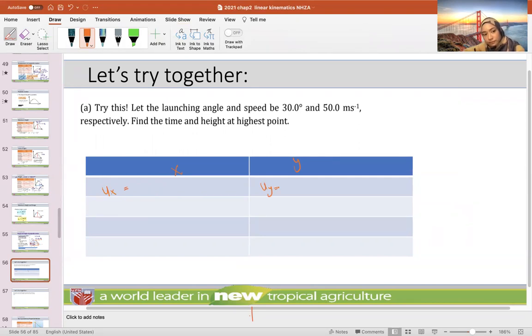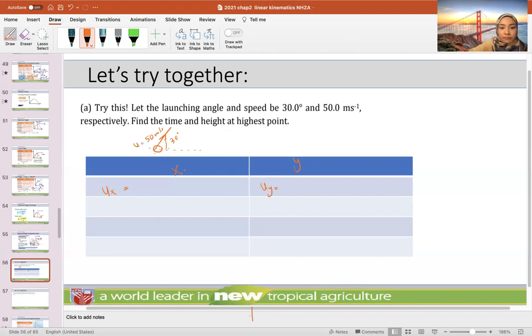Okay, so we have V. What's the launching angle? We launch a ball, let's say. The angle is 30. So I have the value V equals 50. This is my U. What is Ux? I've drawn the picture already.